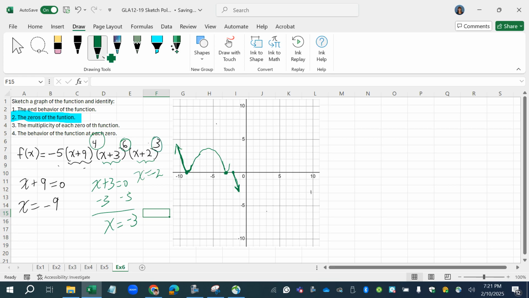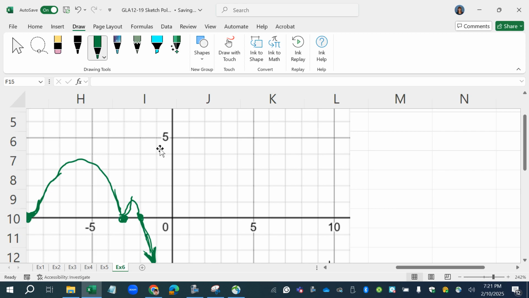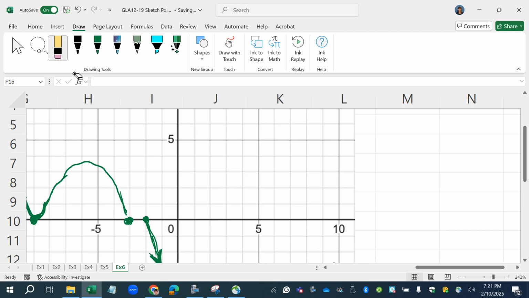Then the last 0 has a multiplicity of 3, which is odd, which means we're going to go through that point. Now, if it was a power of 1, we would go through just kind of smoothly and straight. But if it's any odd power above 1, it's going to do a little bit of a wiggle. Now, it's hard to show this because it's so tiny, but I'm going to attempt to show you the difference.